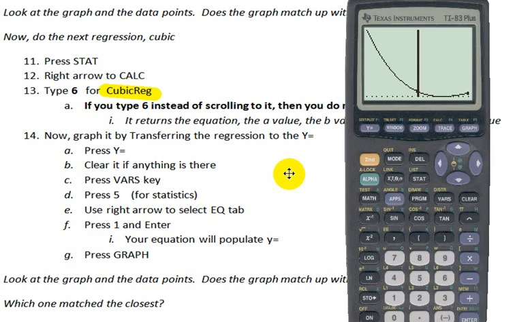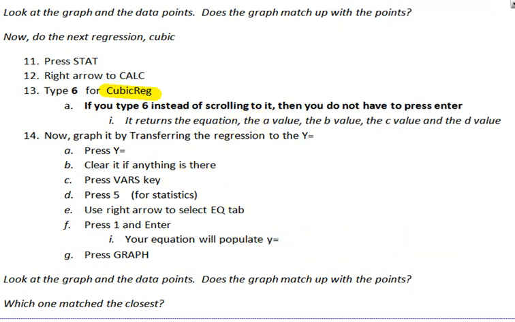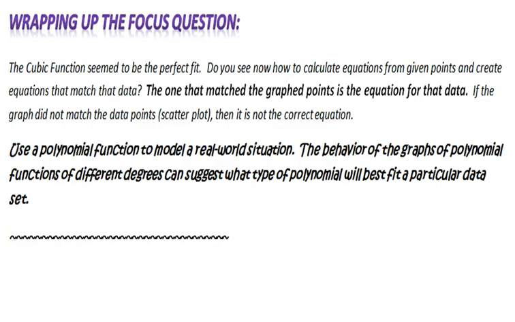Okay? Does everybody understand what we did here now? We took a set of points. We took those points and worked backwards using regression functions in the calculator to see which one fit that data the best. A linear regression, a quadratic regression, or a cubic regression. And we decided that the cubic regression was our best fit. Okay? And that's what I had here. The cubic regression seemed to be the best fit.